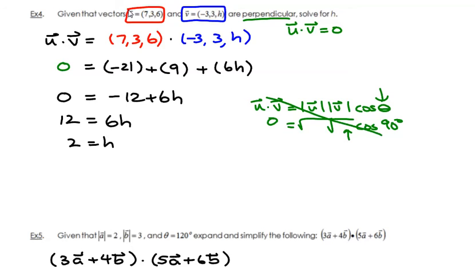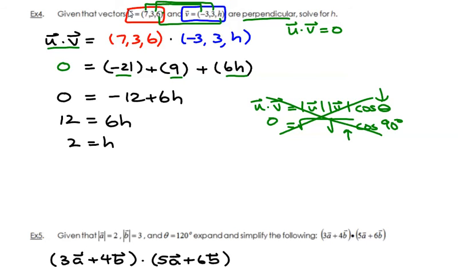Yeah, no, I don't want to use this one at all. That's not a good one to use. We can use instead the method where we multiply the components together and add them. I think that would be much simpler. There are no roots involved. So if we take 7 times negative 3, we're going to get negative 21, plus 3 times 3, which is 9, plus 6 times h, 6h, beautiful. There's no roots at all. We know that this is going to equal 0 because it's perpendicular, and we just solve for h, which is going to be 2.